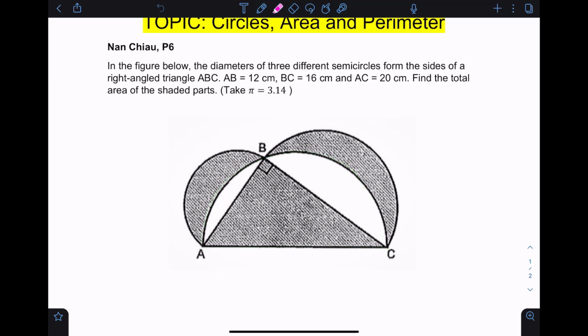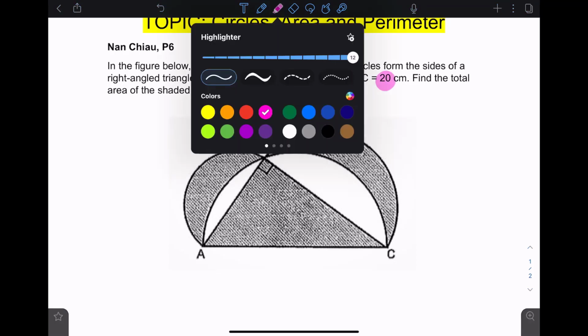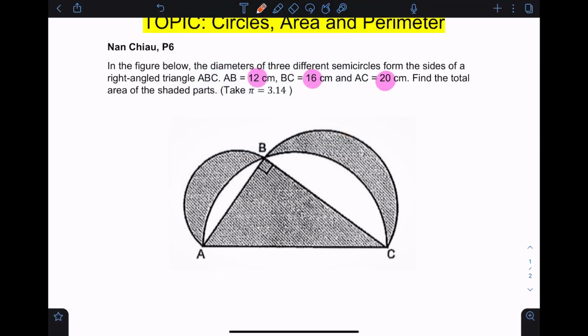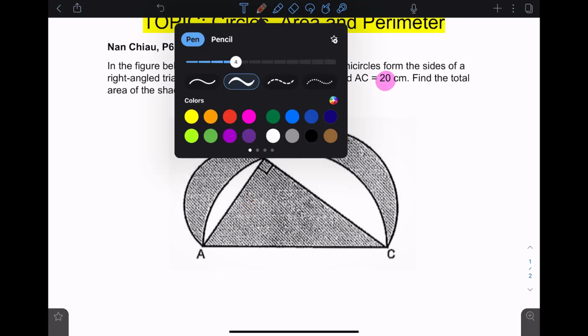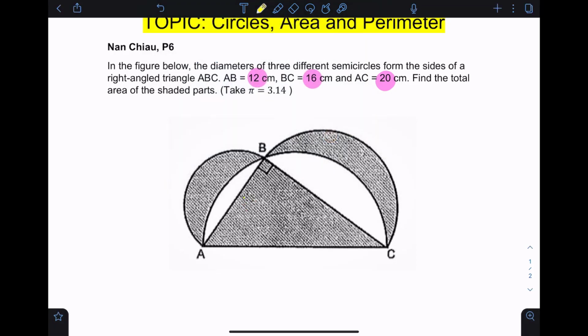Okay, you're given the sides. So AB is 12, BC is 16, and AC is 20. So let's write all of these things down. AB is 12. Let me use yellow color. BC is 16 and AC is 20. Okay, find the total area of the shaded portions.